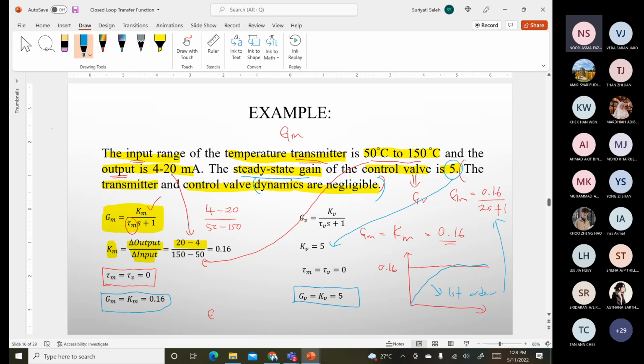So this example is just to give you an idea of how the GP, the GD, and the GV are given to you. This is one of the examples to demonstrate that.